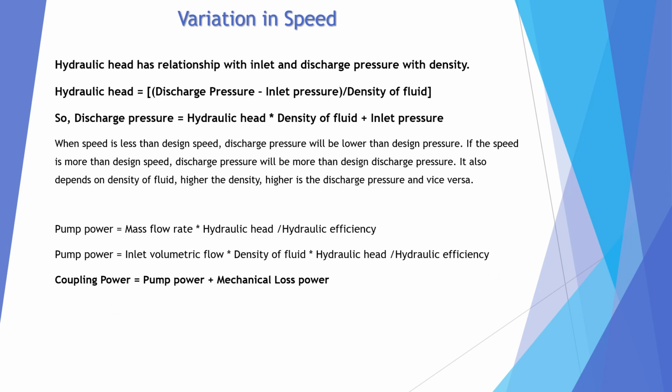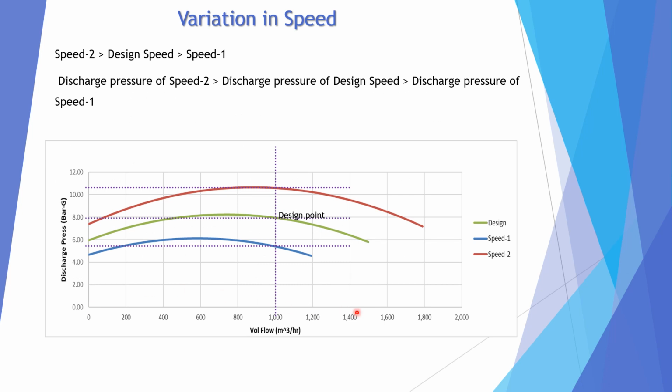So coupling power is equal to pump power plus mechanical loss power. So now we can see here, this is a graph for three different speeds. Red line is a more speed than the design, blue line is a less speed than design, and you can see for a particular flow, discharge pressure is more in case of red, where speed is more, and the blue line, which has less speed than design, will produce less discharge pressure as per the graph.